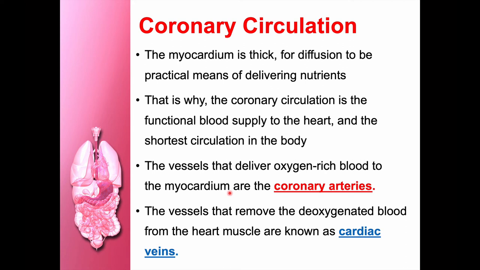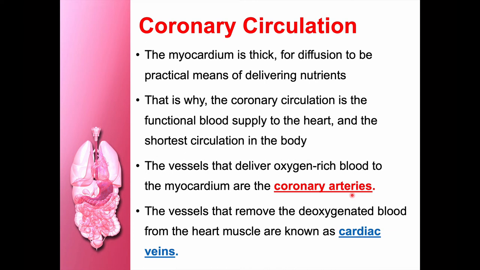When it comes to the coronary circulation, the myocardium is too thick for diffusion to be a practical means of delivering nutrients. That is why the coronary circulation is the functional blood supply to the heart and the shortest circulation in the body. The vessels that deliver oxygen-rich blood to the myocardium are called coronary arteries.